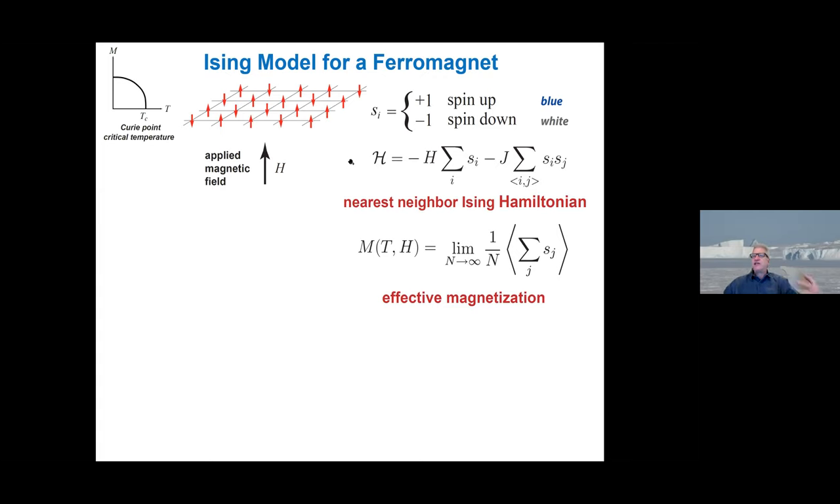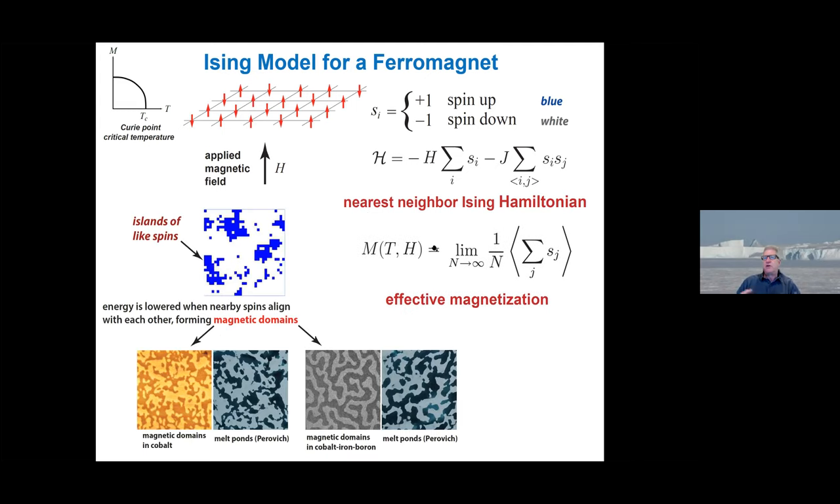So the classic Ising model was developed 100 years ago to describe how materials gain and lose magnetism. You have a lattice of spins, spin up, spin down. Here's how they interact with an applied magnetic field. They only interact with their nearest neighbors, and you're interested in the magnetization. But they want to align with each other for ferromagnetic to lower energy.